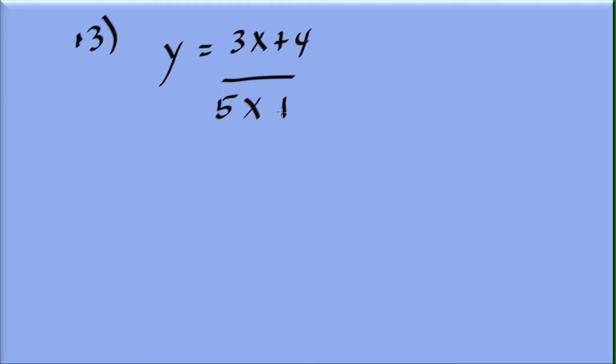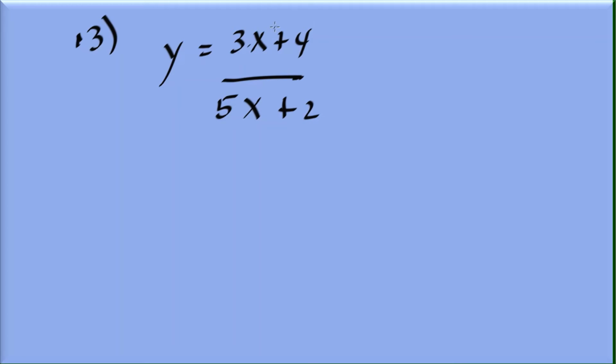Now, for number 14, going back to number 13, we used the quotient rule: 3x plus 4 over 5x plus 2. You saw the quotient rule solution for this one. But there's a trick or shortcut that we can use for this specific format.